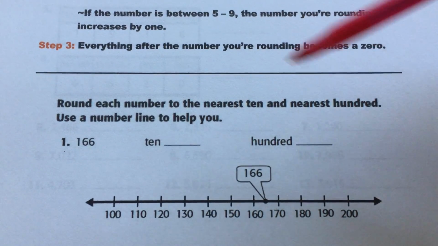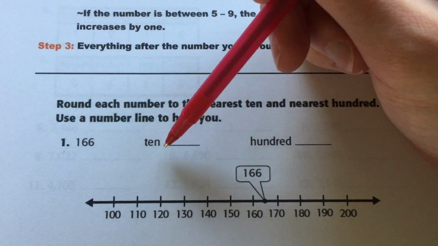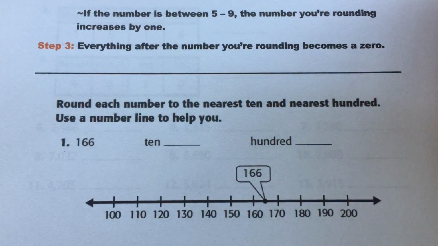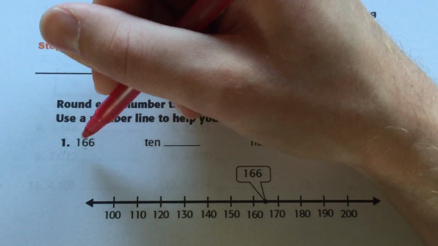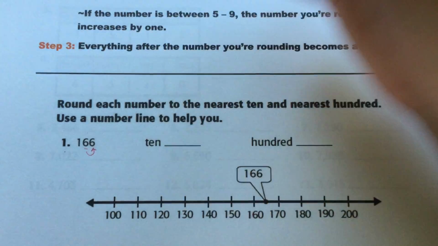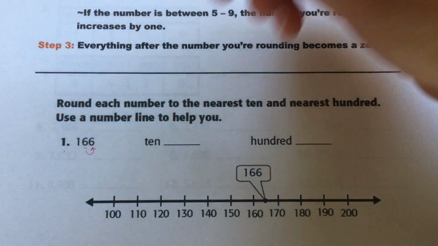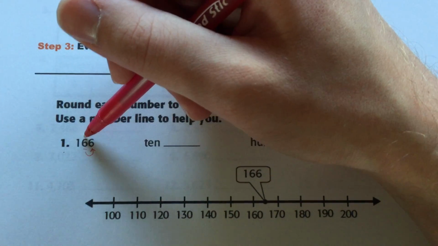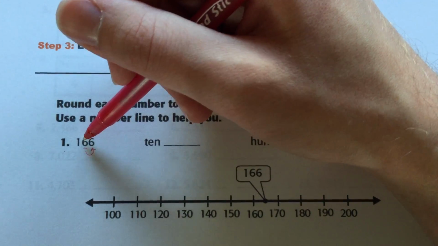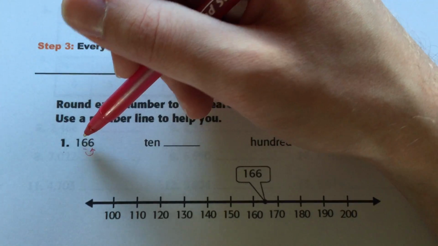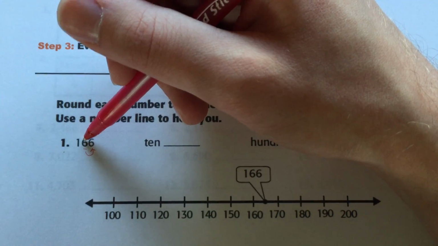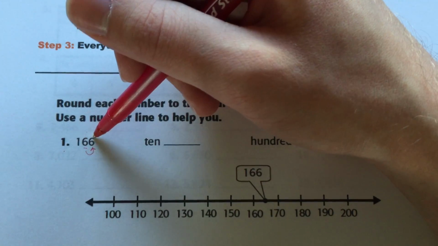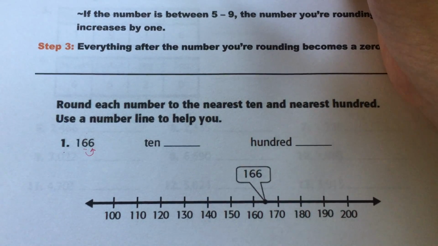Number 1, they want us to round 166 to the nearest 10 and to the nearest 100. So for the nearest 10, they want us to look at this tens place, and then we are going to look at that 6, the ones place. So this number right here is the one that's either going to change or it's going to stay the same. It's either going to stay a 6 if the next number is between 0 and 4, or it's going to go up by 1 and turn into a 7 if this number is between 5 and 9.